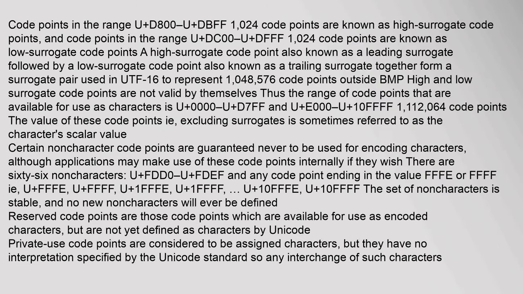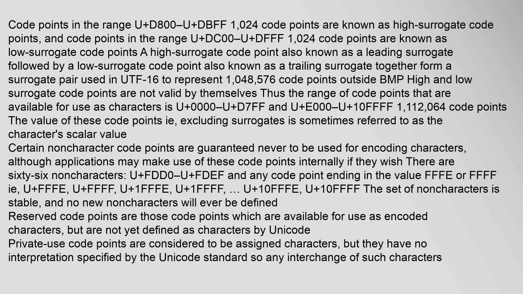No name. Code points in the range U+D800 to U+DBFF (1024 code points) are known as high surrogate code points, and code points in the range U+DC00 to U+DFFF (1024 code points) are known as low surrogate code points. A high surrogate code point, also known as a leading surrogate, followed by a low surrogate code point, also known as a trailing surrogate, together form a surrogate pair used in UTF-16 to represent 1,048,576 code points.